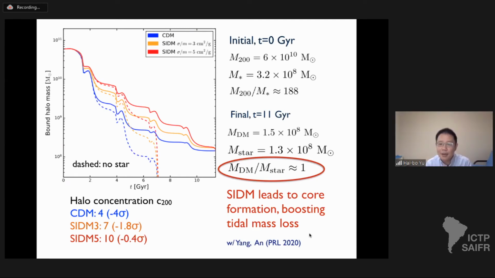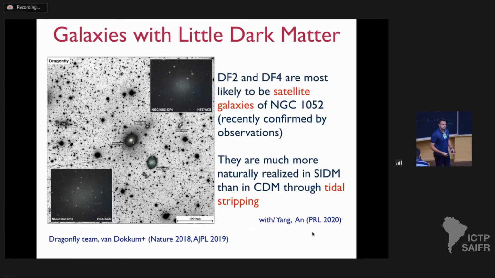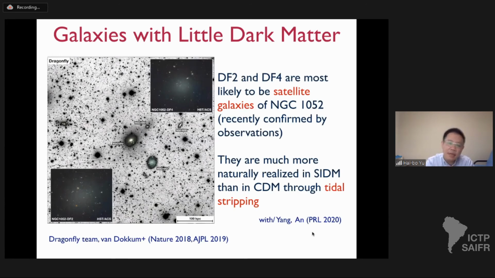SIDM will lead to core formation and boost tidal mass loss. So our conclusion is that DF2 and DF4 are most likely to be satellite galaxies of NGC 1052, which has actually been confirmed by recent detailed observations. And they are much more naturally realized in SIDM than in CDM through tidal stripping.